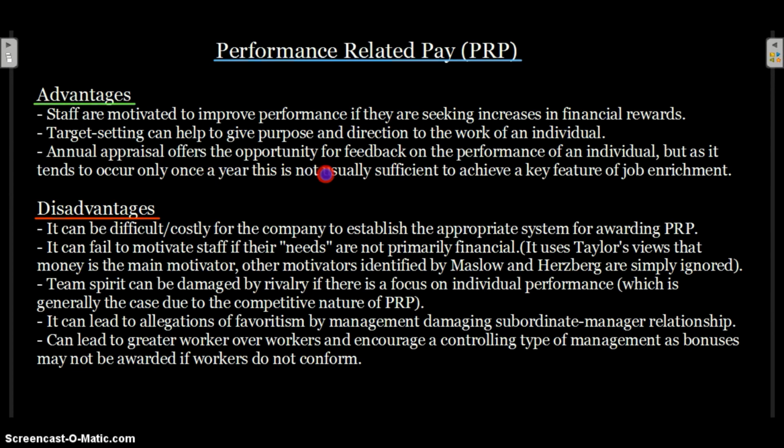Annual appraisal offers the opportunity for feedback on the performance of an individual, but as it tends to occur only once a year, this is not usually sufficient to achieve a key feature of job enrichment. So that's a little drawback of this method as well. But annual appraisals are being offered because of this performance related pay. Since employers have to appraise your work, they do give feedback on performance. Okay, you have achieved good, I will give you 2% for now, but if you achieve better, you can reach the maximum rewards that we can give. Maybe you can reach 5%.